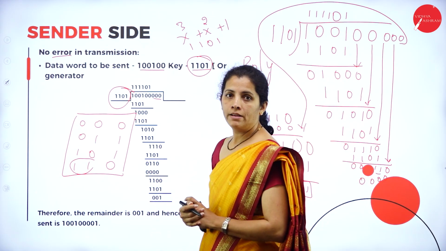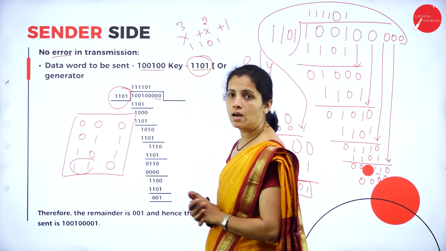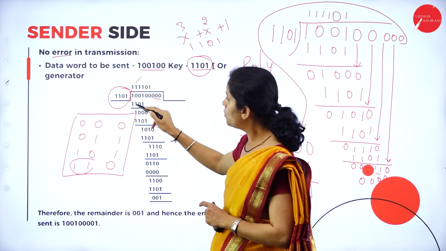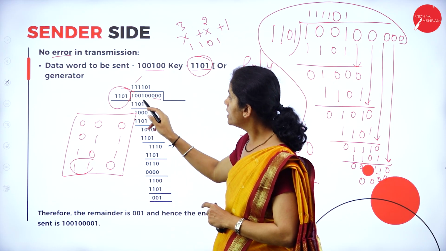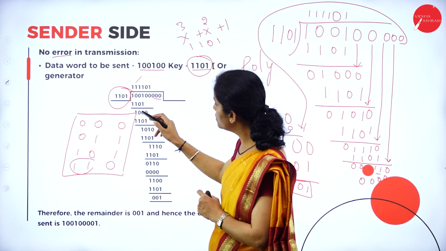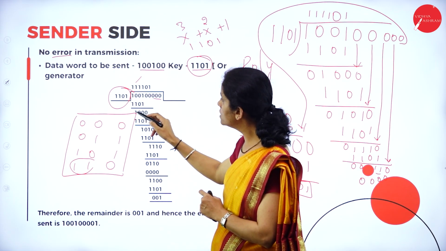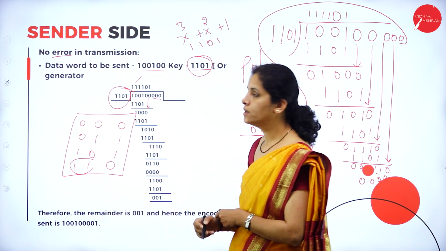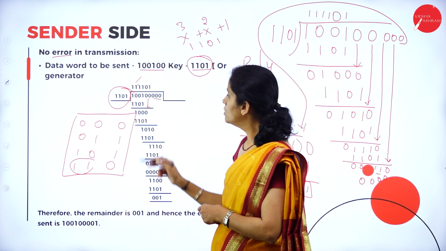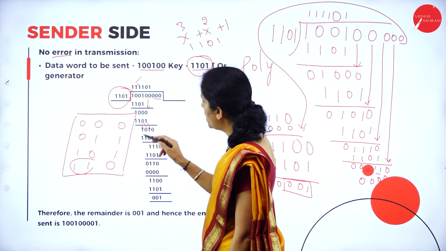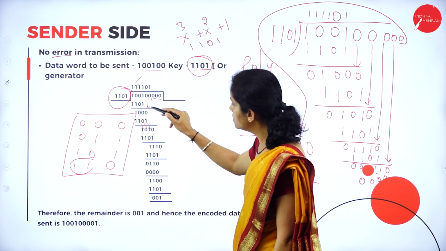See here, I will explain the same example once again. See here, the key is 1 1 0 1. Both inputs are high, so I'll write 0. It is 0 and it is 1. And I'll bring this 0 here. The key is 1 1 0 1. It is 1 0 1. Then I'll bring this 0 here.